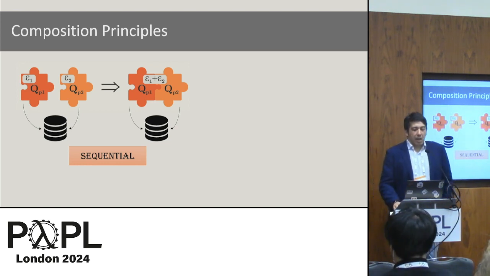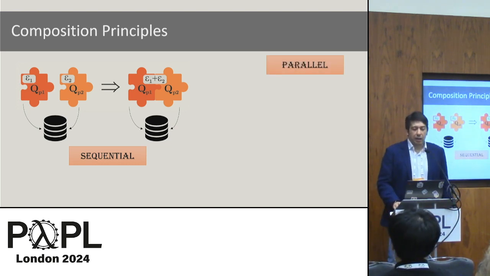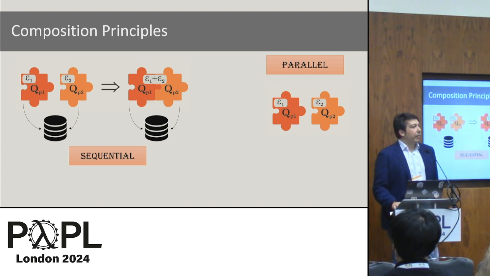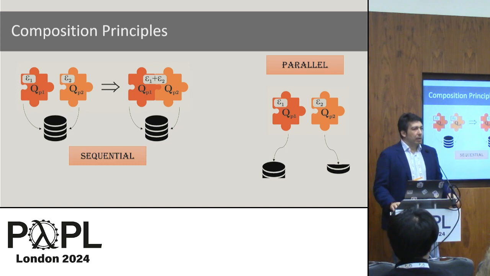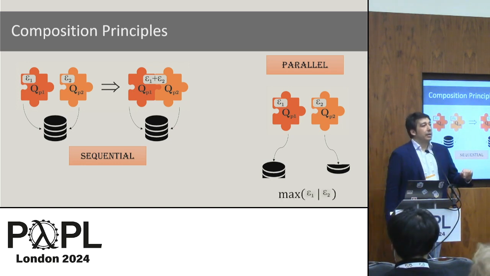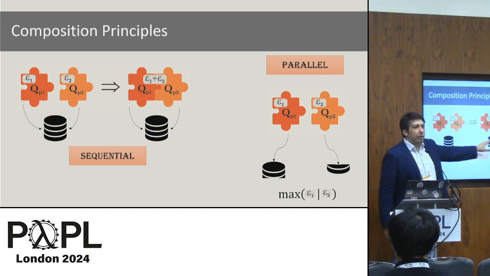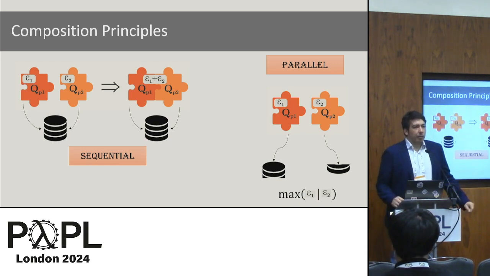Then you have the other one, called the parallel composition principle, which says if you have two differentially private queries, but you run them on different, disjoint parts of the data set, and you obtain both results, the whole block is differentially private, where the epsilon is the maximum between epsilon 1 and epsilon 2. Don't worry so much about parallel composition; it's not the one we're going to use in the talk. But it gives you an intuition that this definition has composition properties that enable you to build systems.